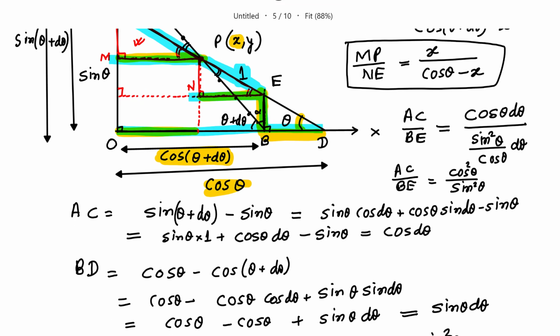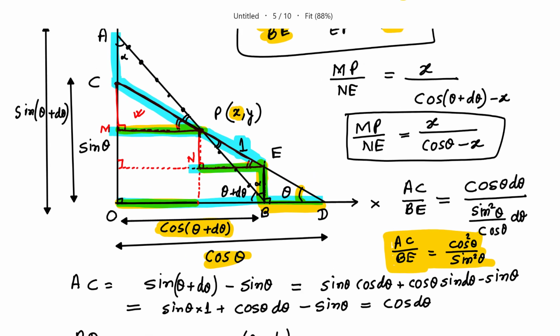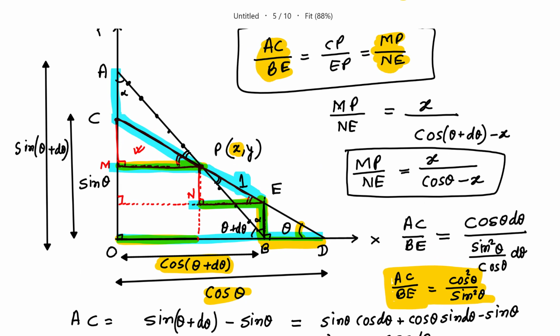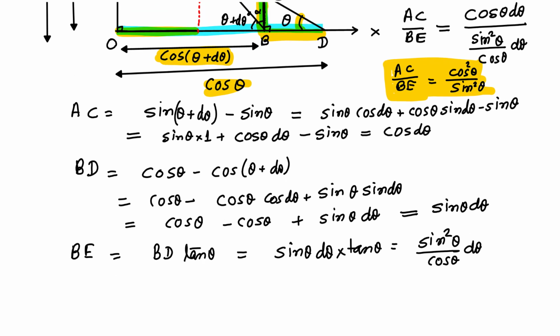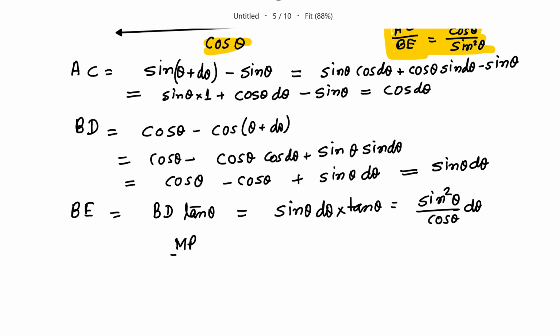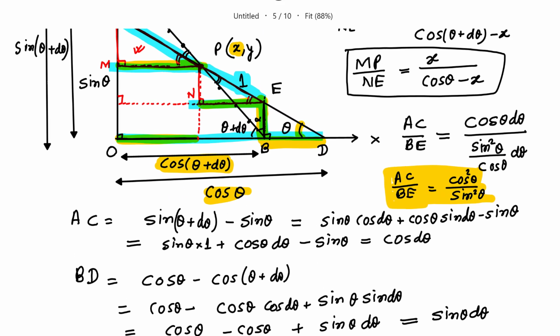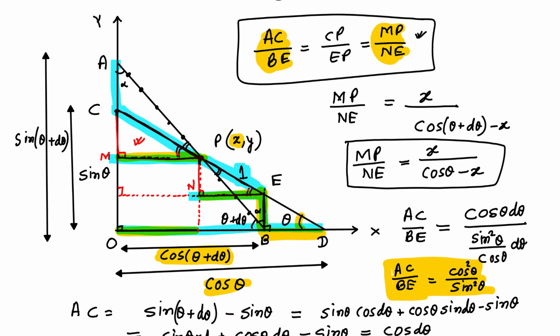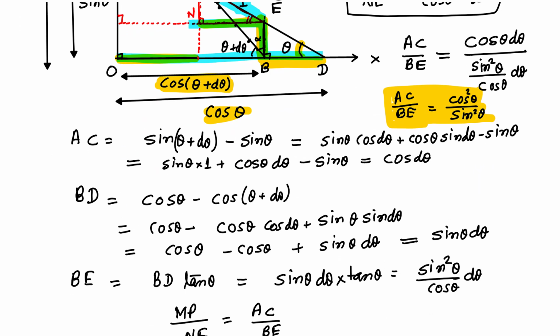So now we can plug this value of AC by BE. So we calculated AC by BE. So this term we calculated, and this we already know. So we have this expression. So AC by BE calculated, and MP by NE we have this expression. So using these two expressions, we can solve. So we have MP by NE is equal to AC by BE. So this expression we have MP by NE, this one is equal to AC by BE. Same thing I have written.